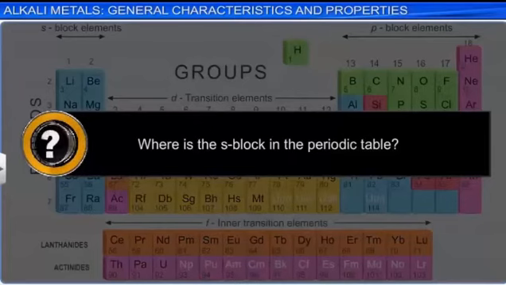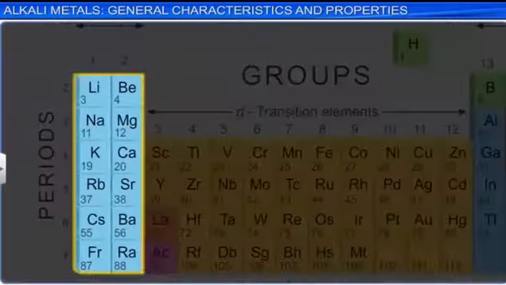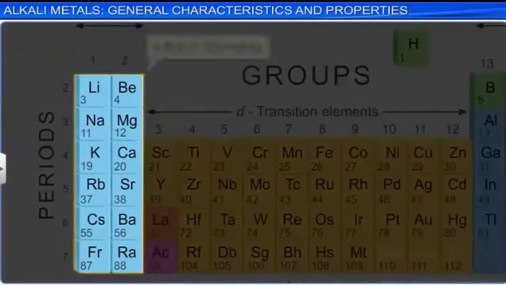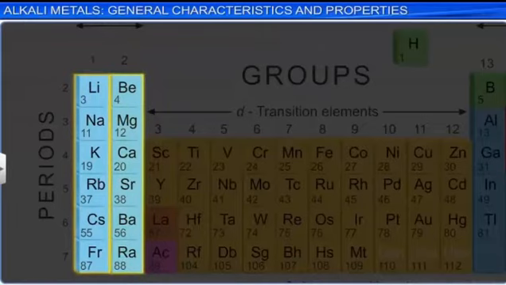Where is the S block in the periodic table? It's the first two columns or groups of the periodic table. This region of the periodic table is sometimes referred to as the S block because all the outermost electrons of these elements will occupy the S orbital. There are two columns in the S block because an S orbital can hold a maximum of 2 electrons.